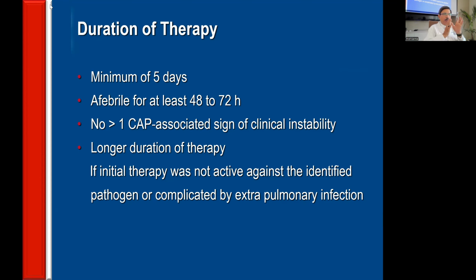So the duration is minimum 5 days. Suppose fever disappears on the first day itself, then you can't stop on the 3rd day. You have to give a minimum of 5 days. That is the first rule. Having said that, once the fever stops, count 2 or 3 days and then stop the antibiotic. Longer duration of treatment is required when the pathogen is not identified and when complicated by extrapulmonary infection. There is septic arthritis, there is septicemia, there is pyelonephritis, some other organ is also having sepsis, then you need a longer duration.